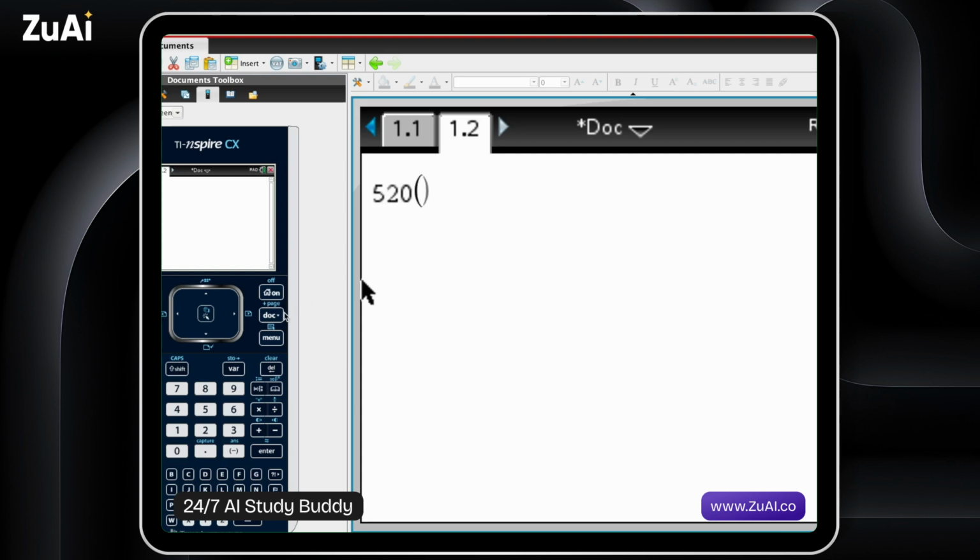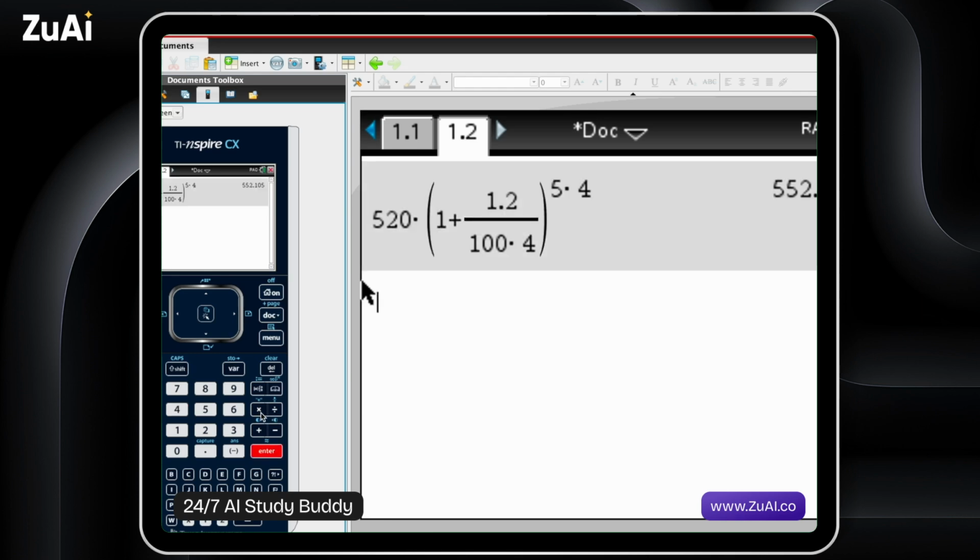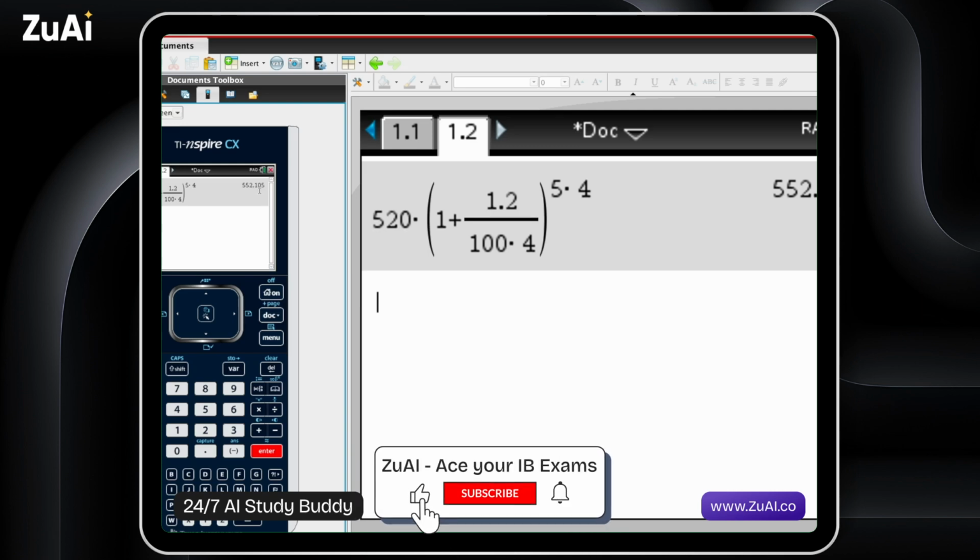520 times 1 plus 1.2 over 100 times 4, and then we'll raise this to the power of 5 times 4, or 20 if we wanted. And there it is once again, $552 and 10.5 cents, or 11 cents. Okay. And to be honest, I think that's the easier way. I'd recommend that way. I think it's less prone to errors. Okay, let's go back to the document.